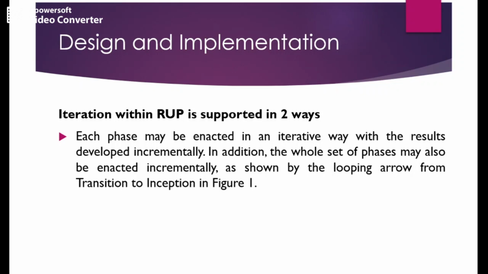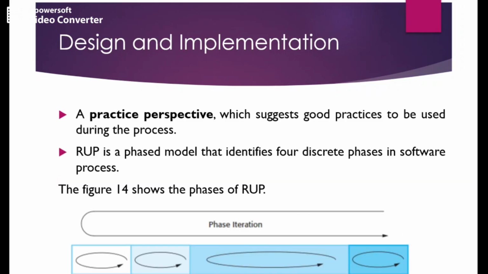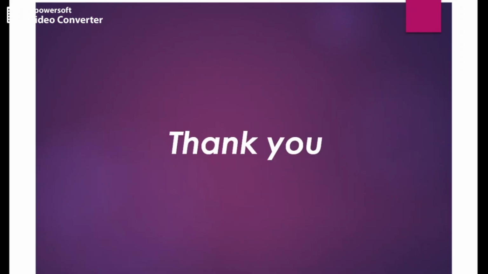In addition, the whole set of phases may also be enacted incrementally, as shown by the looping arrow from transition to inception. So either each phase may be enacted in an iterative way with the results developed incrementally, or the whole set of phases may be enacted incrementally, as shown by the looping arrow from transition to inception. You can see it from transition to inception.